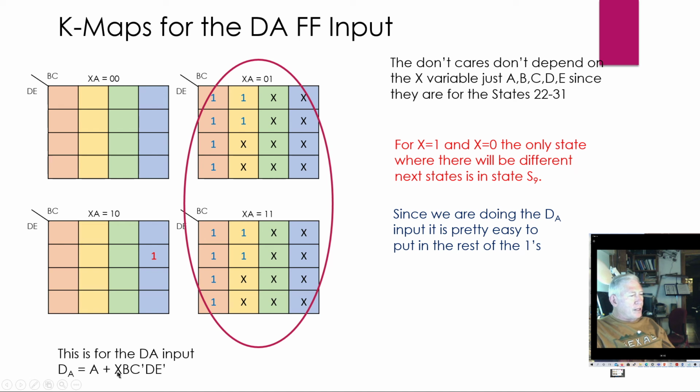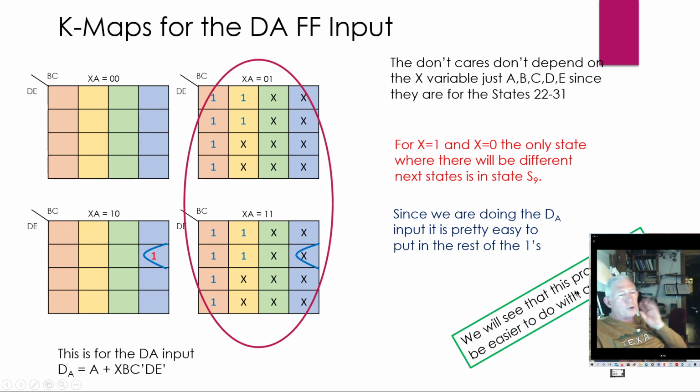So that's A plus, and then we group this one with that one there. And that gives us X, B, C prime, D, E prime. The only variable that drops is our A. The A variable is 0 here and 1 here, so the A drops. So we have A plus X, B, C prime, D, E prime. And that's the solution for the DA input.